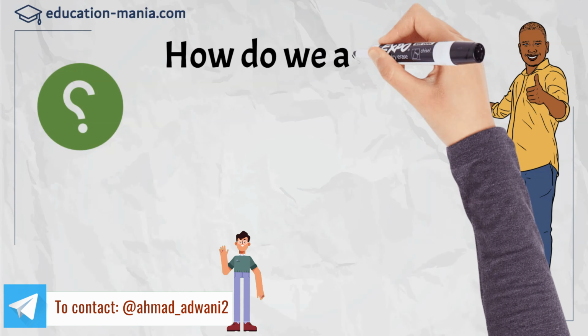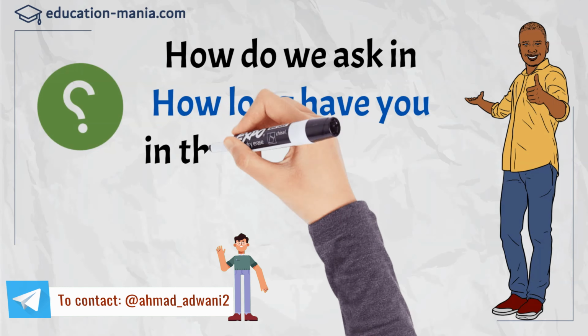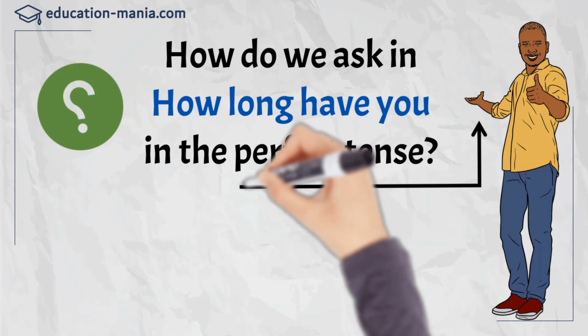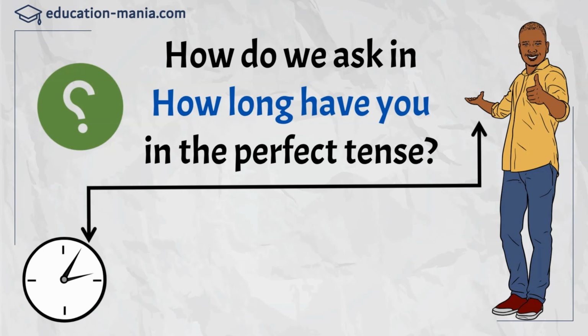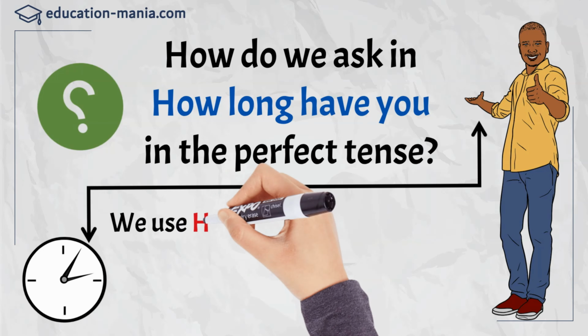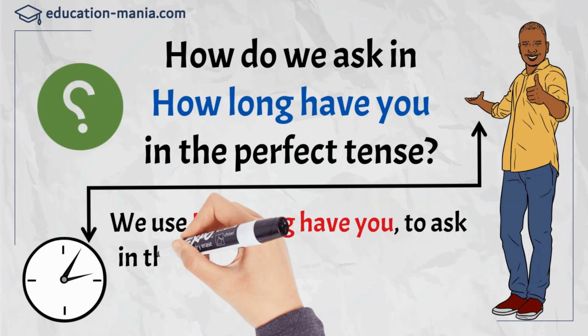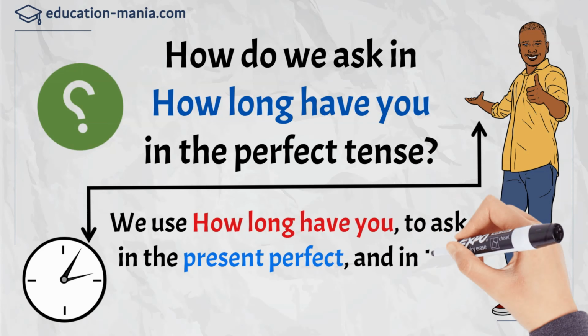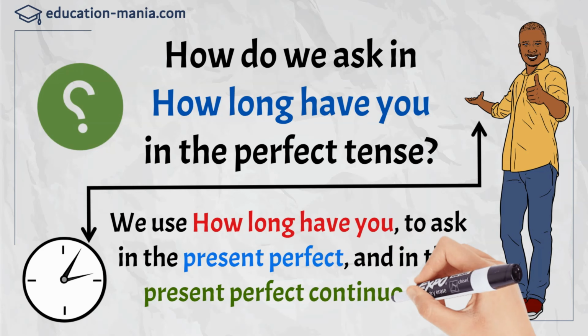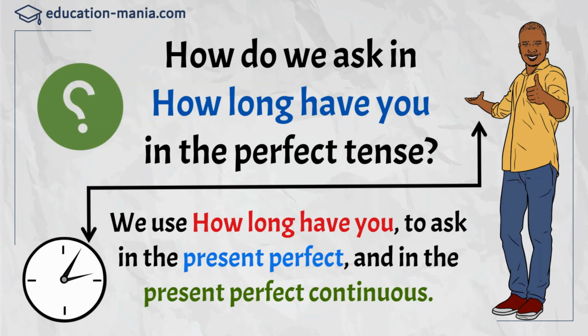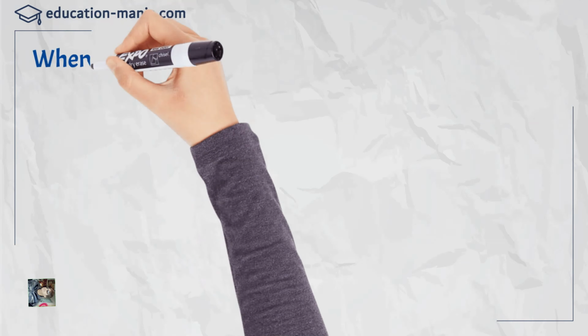In this lesson we're going to learn how we ask questions with "how long have you" in the perfect tense. We use "how long have you" to ask in the present perfect and in the present perfect continuous. When to use "how long".